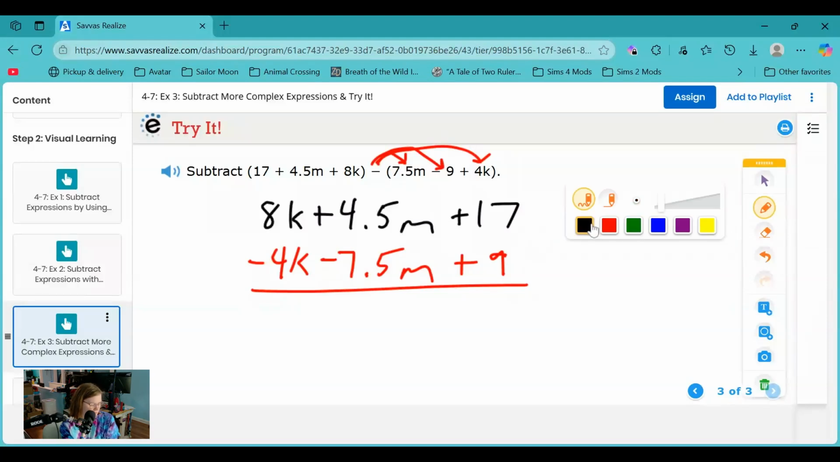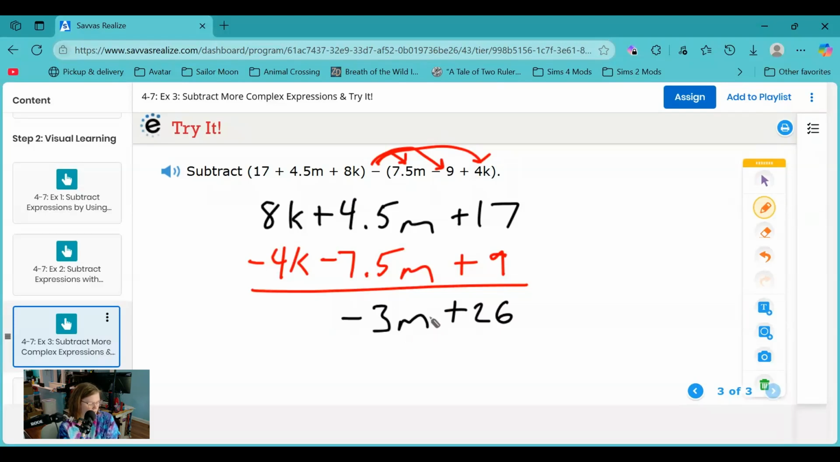All right, so 17 plus 9 is 26. That's positive. Positive 4.5m minus 7.5m would be negative 3m. And 8k minus 4k would be 4k. So here is our answer in standard form.